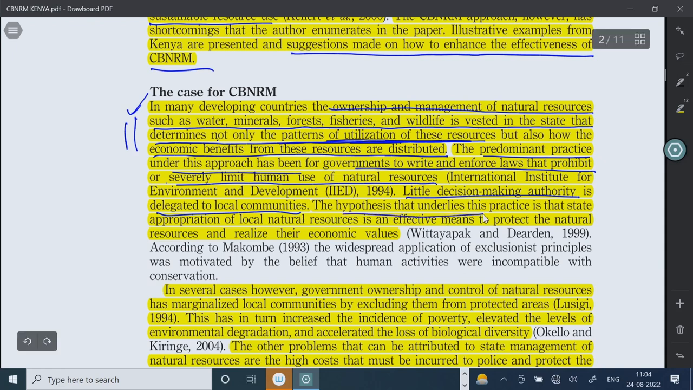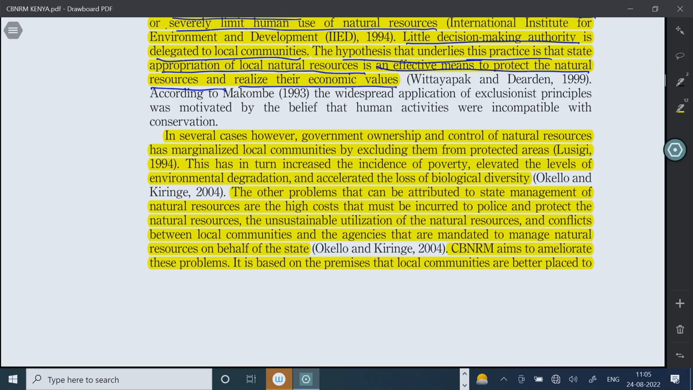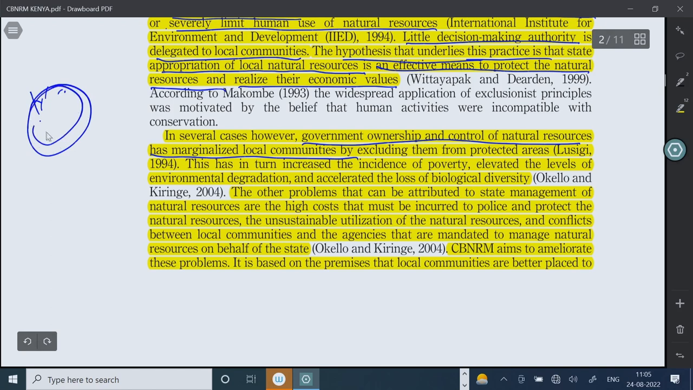Now, the hypothesis underlying this practice of government taking control of the resources is that state appropriation of local natural resources is an effective means to protect the natural resources and realize their economic values. Now, what happened is that around the world, if you look at several cases, government ownership and control of natural resources has largely marginalized local communities by excluding them from the protected areas, the forest area that you have protected. The communities earlier used to stay surrounding this area, they used to go inside and come out whenever they wanted. Their survival was dependent on the natural resources available within the forest.